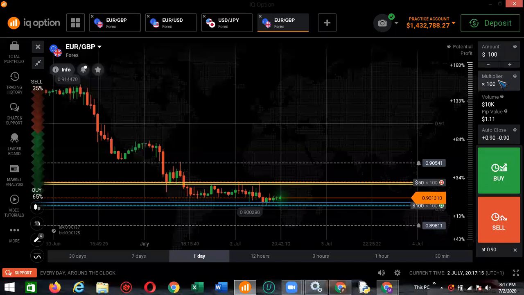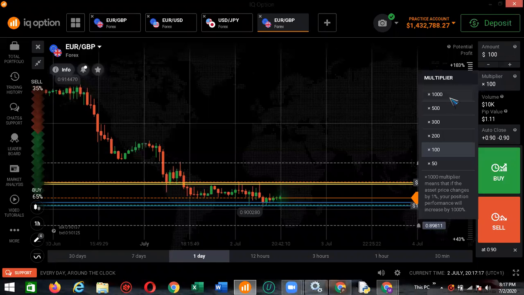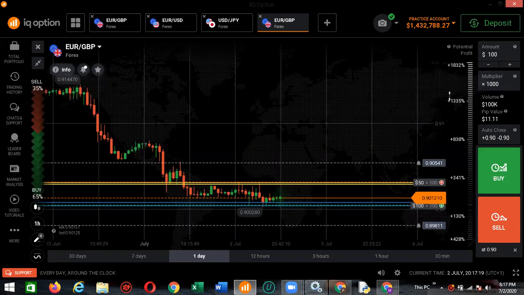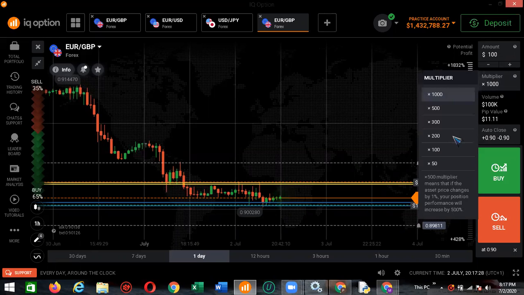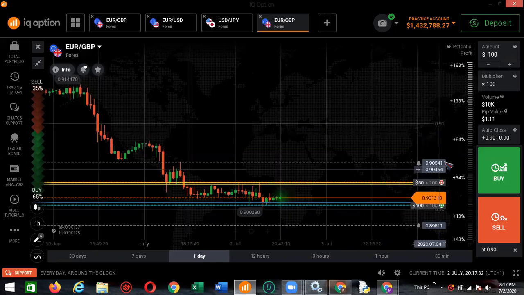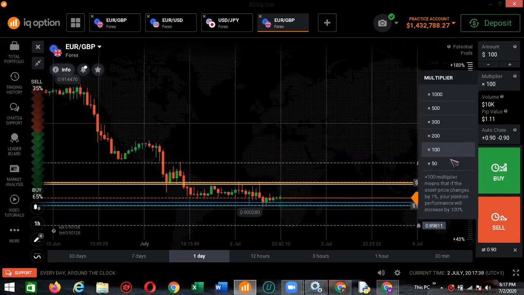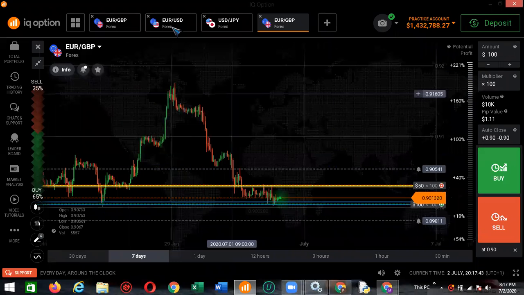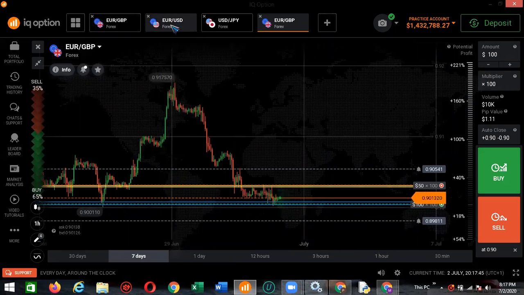This multiplier, you can increase it. If you use a higher multiplier, say 1,000, and the market goes opposite your prediction, you will lose your money quickly and blow your account. But if you use 100 or 50, that one is okay. 50 is for people that have low balance, as I don't want you to blow your account easily. But 100 is still average to me. So that's for support and resistance.